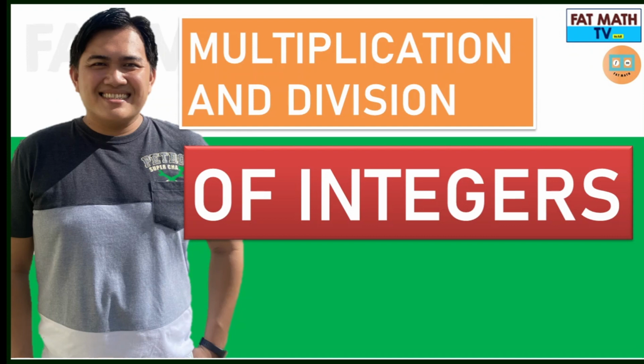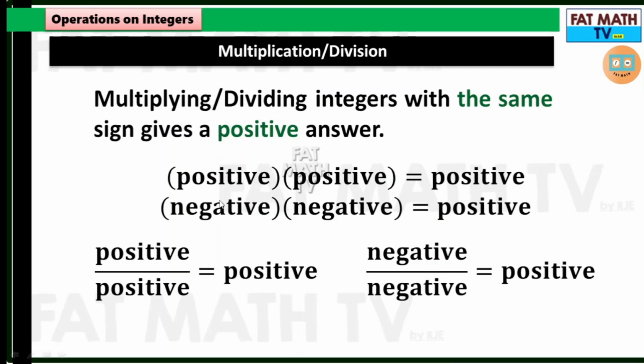Let's move to multiplication and division of integers, which is the easiest. So multiplication and division, you just follow the multiplication rule and the division of numbers. And then for the sign, if they have the same sign, the answer is always positive. And if they have different signs, the answer is going to be negative. So same sign, answer is positive. Both positive, the answer is positive. Both negative, the answer is positive. It's both in multiplication and division.